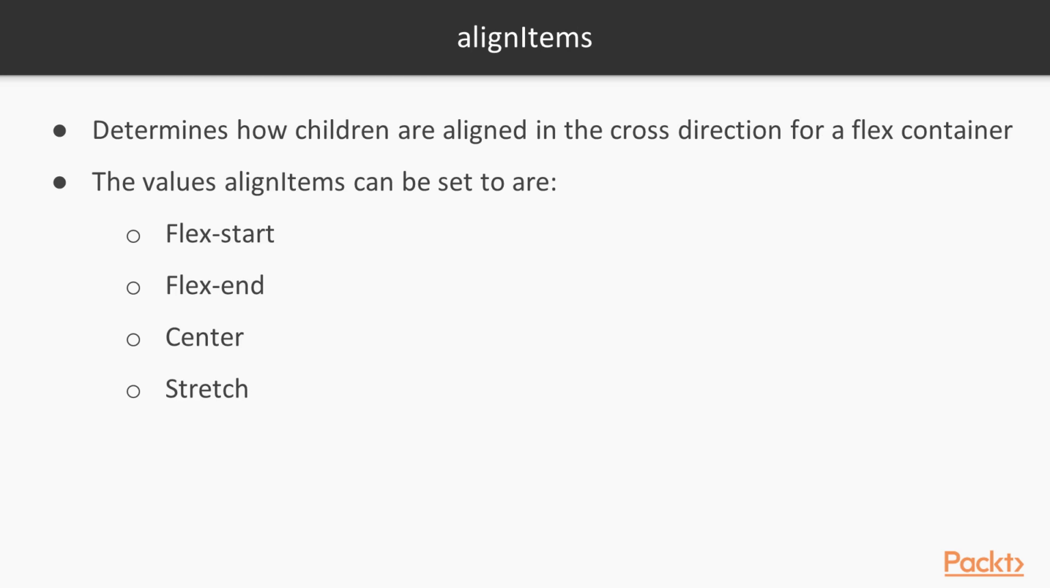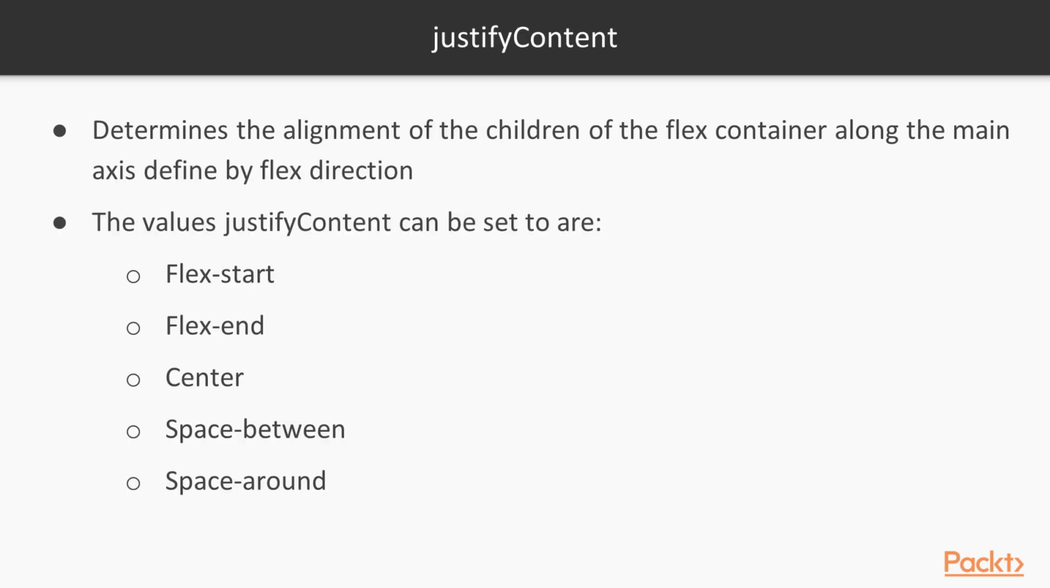Now the align items prop will manipulate how children are aligned in the cross direction for a flex container. So in the case of React Native, if items are being displayed vertically, this prop will handle how the items are displayed horizontally. The values for align items are flex start, flex end, center, and stretch. I want to emphasize that for React Native, the default is stretch, and not flex start like it would be for the web.